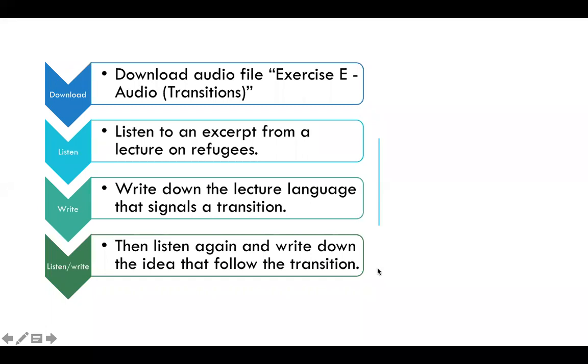Now we are working on exercise E. First, download audio file exercise E audio transitions on Manaba. Second, once you have downloaded the audio file, listen to the recording. The worksheet instructs you to write down the lecture language that signals a transition. Then listen again and write down the ideas that follow the transition.